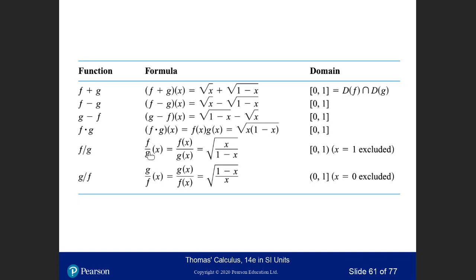If you define f over g, it's sort of a summary of what we said. That's the domain, because g of x is 0 at x equal to 1, so x equal to 1 is excluded. x equal to 1 is not in the domain. If you take the other ratio, g over f, it's not defined when x is equal to 0. So in this case, x equal to 0 is excluded from the domain of the function obtained by doing algebraic operations.